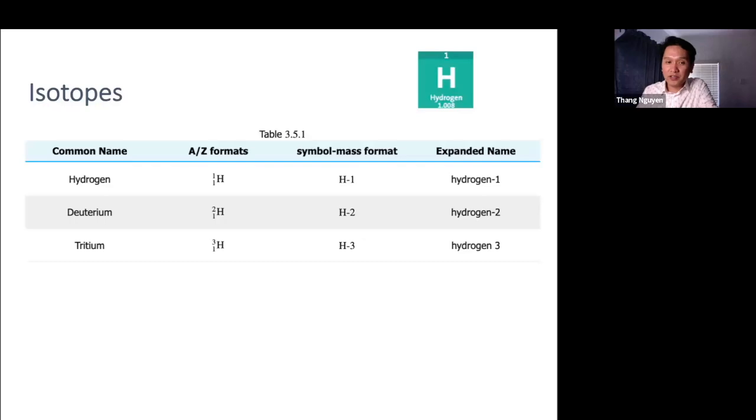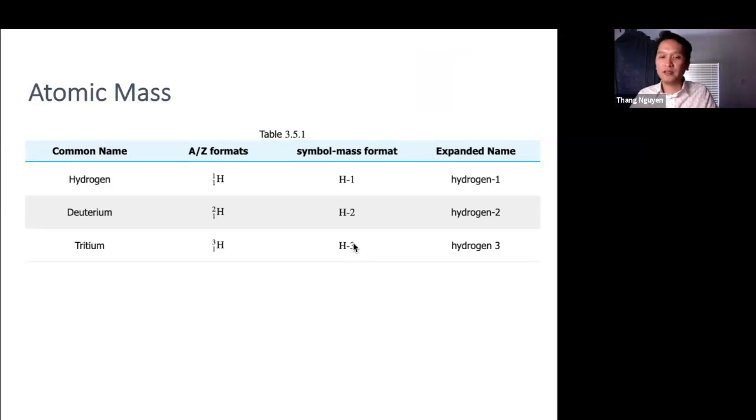So it's also considered an isotope of hydrogen, but its mass number is 3 because it has 2 neutrons. Very good, 2 plus 1 is 3. Okay. Now, that brings us to the next concept of atomic mass.